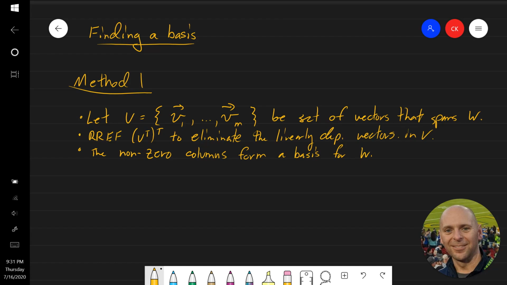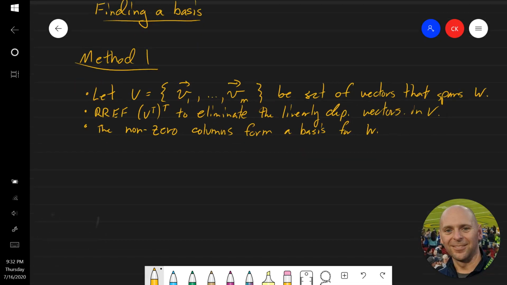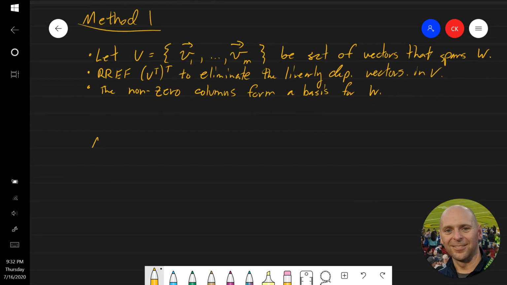So this is an efficient, straightforward method, but the downside is the basis vectors are not the same. So we're no longer in the same coordinate system that we were using with the initial vectors. So if we wish to remain in the same coordinate system and have the same basis vectors without the linearly dependent ones, we need some other method to do that. And I'll dub this method 2.